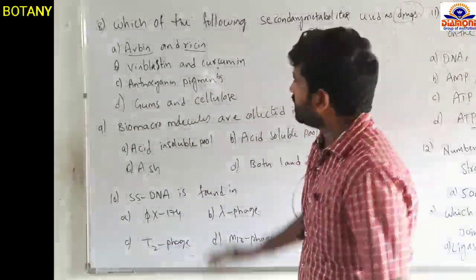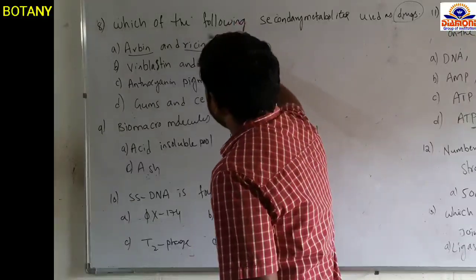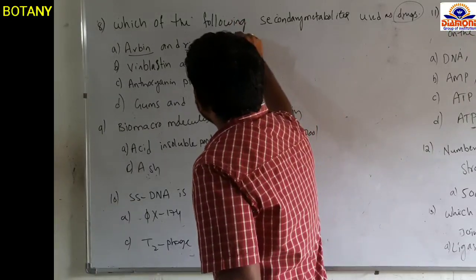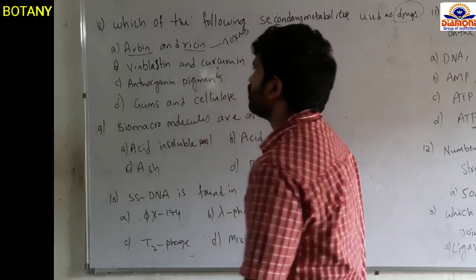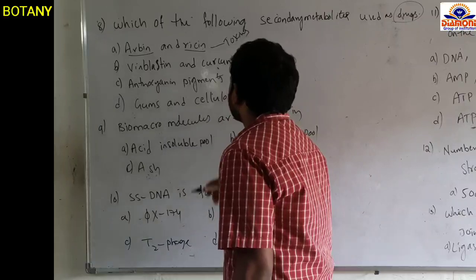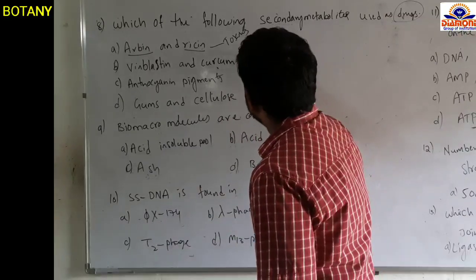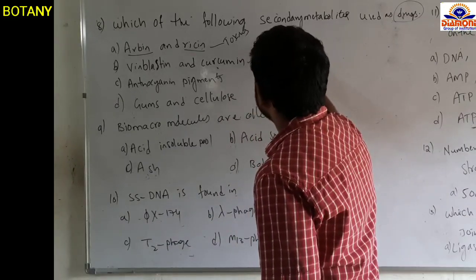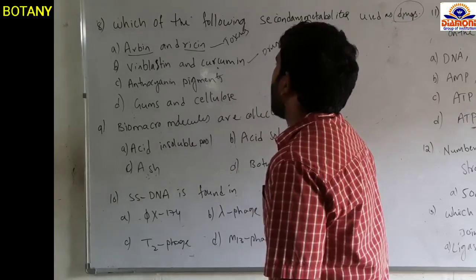See now, option A, arginine and resin. Arginine and resin are plant secondary metabolites called toxins. And vinblastine and curcumin, these are the secondary metabolites used as drugs.